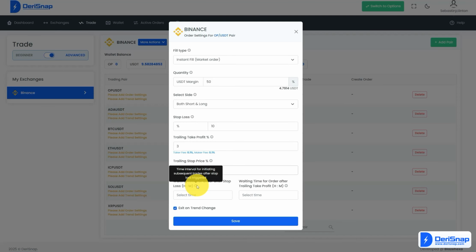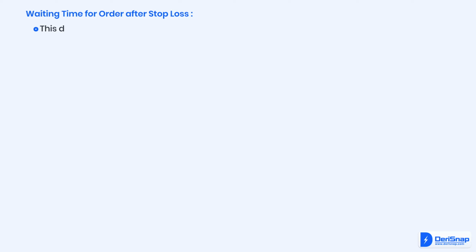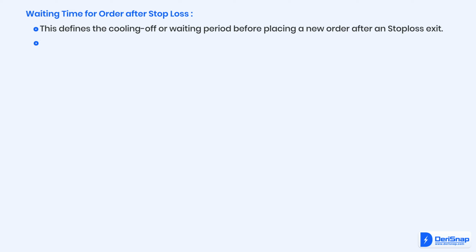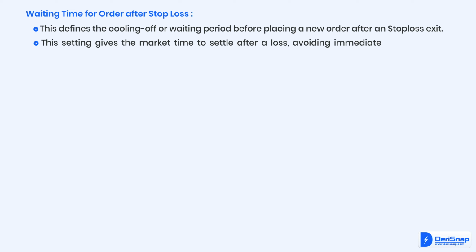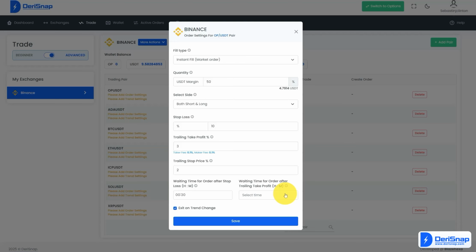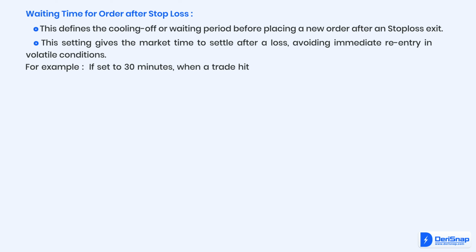Waiting time for order after stop loss. This defines the cooling off or waiting period before placing a new order after a stop loss exit. This setting gives the market time to settle after a loss, avoiding immediate re-entry in volatile conditions. For example, if set to 30 minutes, when a trade hits stop loss, the bot will wait for 30 minutes before placing a new order.